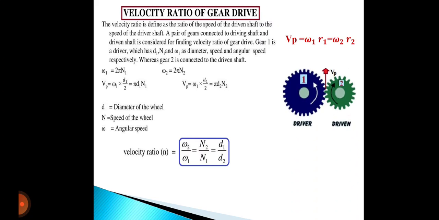So, omega 1 equals 2 pi n1 and omega 2 equals 2 pi n2. Now, Vp is the common velocity, so that is omega 1 r1 equals omega 2 r2. Putting this, finally omega 2 by omega 1 equals n2 by n1 equals d1 by d2. This is called the velocity ratio, denoted by the symbol n. So, thank you very much.